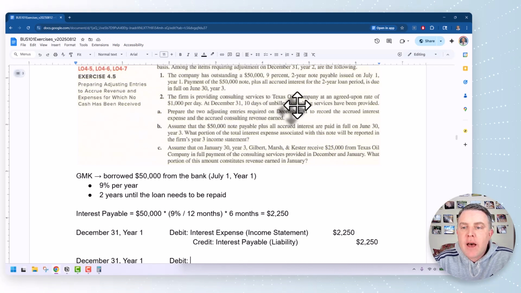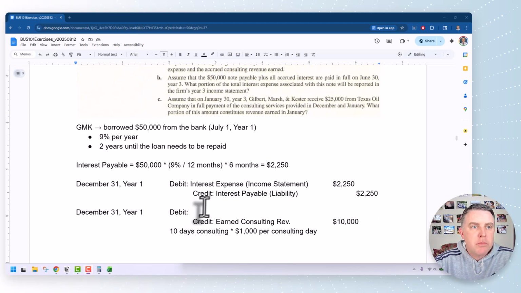All right, and what did I say about the consulting? They have not billed the client for this. So the client has not yet been billed for the 10 days of consulting revenue. Even though they haven't billed it, they are still owed that amount per the agreement with Texas Oil. So the debit here will be to accounts receivable. And accounts receivable is an asset account in the balance sheet. And this amount will be $10,000.